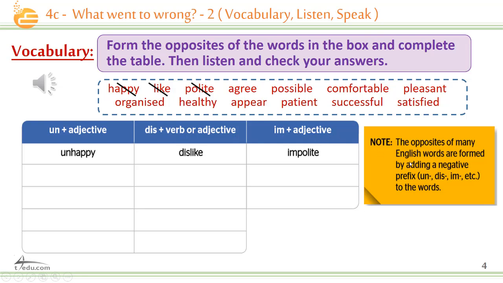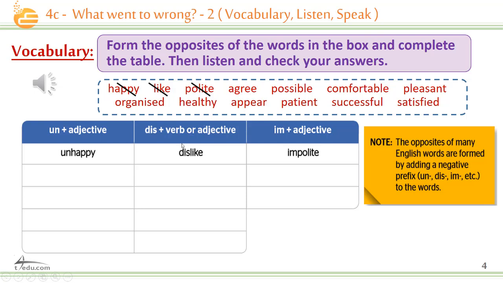So the opposites of many English words are formed by adding a negative prefix. A negative prefix is like un, dis, im, etc., added to the stem of a word. Okay, so let's see. Here, happy, like, and polite were done as an example. Unhappy, dislike, and impolite.